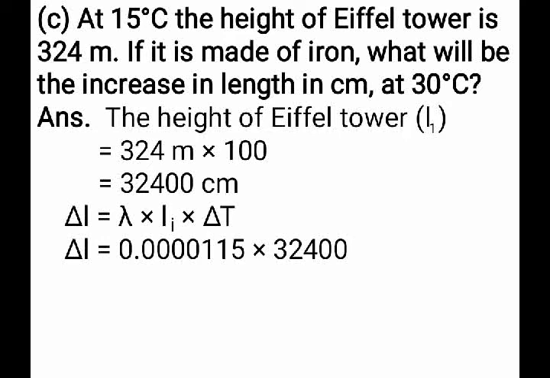How much is given? Delta T stands for change in temperature. Change in temperature, I use the formula. Change in temperature is equal to final temperature minus initial temperature. I subtracted, that is 30 minus 15. 30 minus 15, how much are we getting? 15. So change in temperature is multiplied by 15.